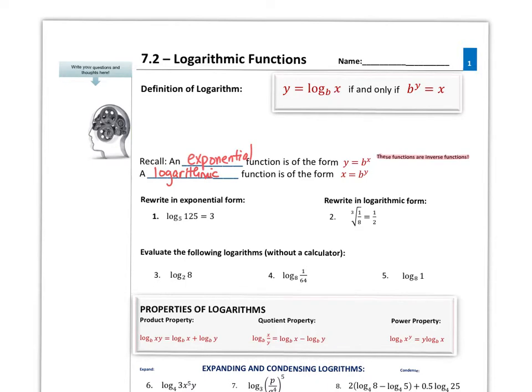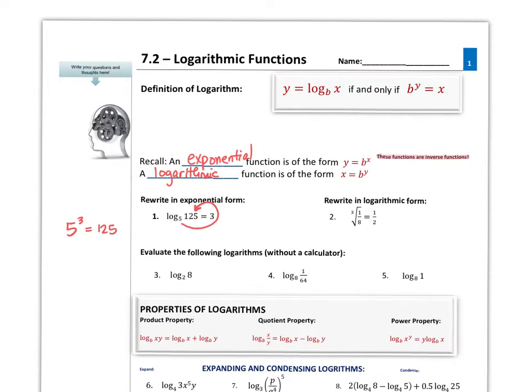I like to write it out with my little loop-de-loop pattern. Okay, not everybody does, and you don't have to. But I need you to understand, if you see log base 5 of 125 equal to 3, exponentially that means 5 to the third power is equal to 125. And that makes sense because 5 times 5 times 5 is 125. So you need to be able to go from log form to exponential form, and the other way around.